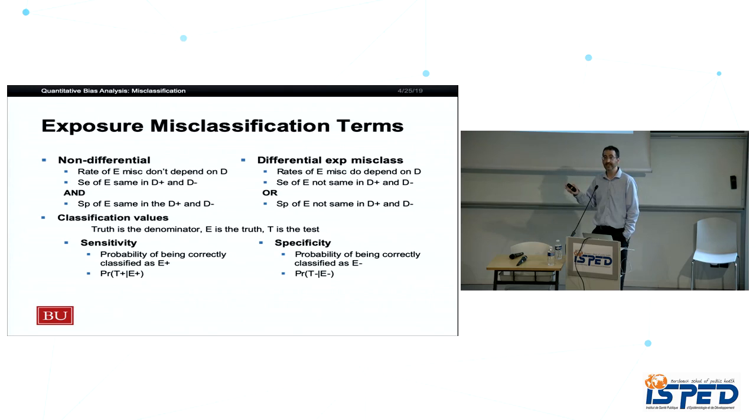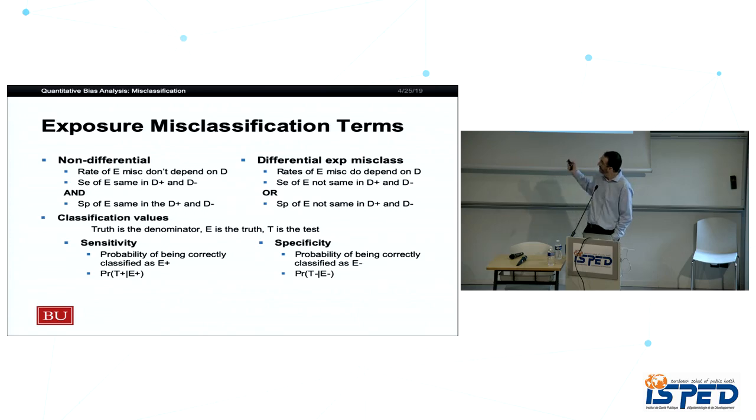So with sensitivity, we're saying what proportion of those women who were truly smokers get classified as smokers, and with specificity, we say what proportion of women who were truly non-smokers get classified as non-smokers. And as we said, we're not so worried about specificity. We don't think that women are going to report to you that they smoked when in fact they didn't. But we are concerned about sensitivity. We think that women who smoke are going to misreport and tell you they were non-smokers.